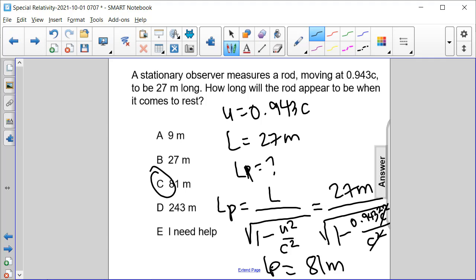So when it's at rest, we see the full length of the rod, 81 meters. But as it moves faster and faster, in this case at 0.943 times the speed of light, it's much shorter. In the case of this example, we would observe it to be 27 meters long.